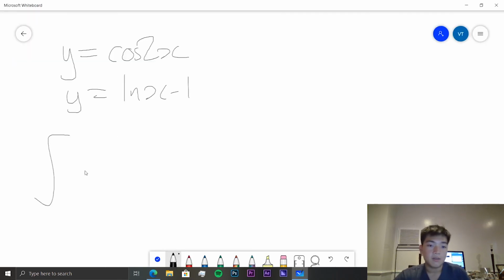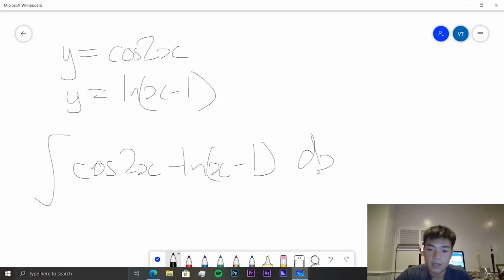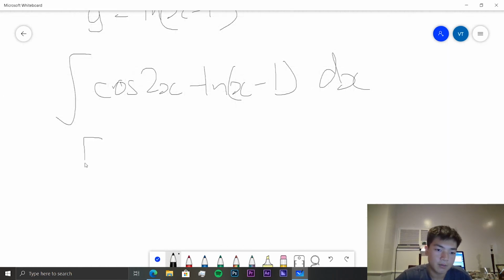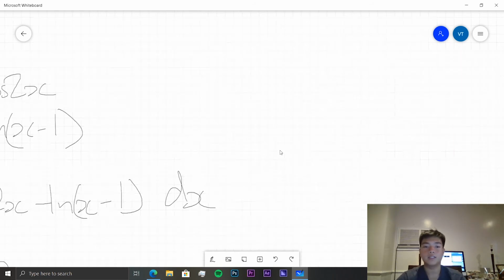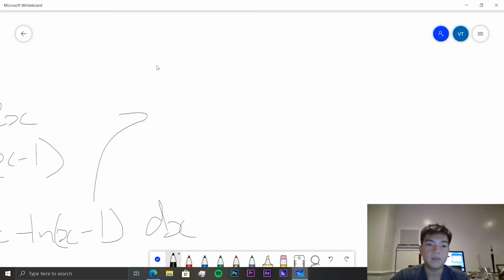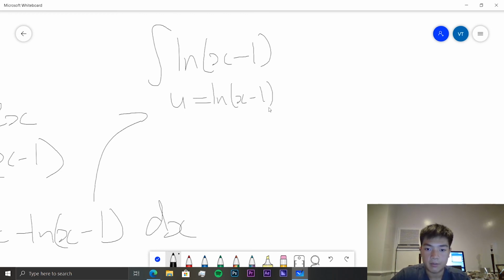So we have the integral of cosine 2x minus ln x minus 1, in brackets, dx. The first part, cosine 2x, is the relatively easy part. It's simply going to be 1/2 sine 2x. But the second part is a bit harder. We need to do integration by parts. If we have the integral of ln x minus 1, we need to do u is equal to ln of x minus 1, so u prime is equal to 1 over x minus 1, v prime is equal to 1, and v is equal to x.